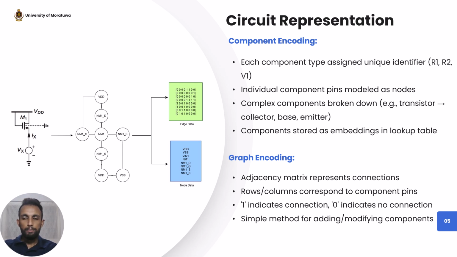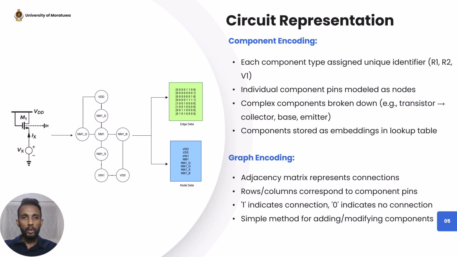Let's look at how we represent circuits in a machine-understandable format for this task. There are two main parts to this: component encoding and graph encoding. Starting with component encoding, each type of component like resistor, transistor, or voltage source is assigned a unique identifier. Individual component pins are modeled as separate nodes. For complex components like transistors, we break them down further, representing their terminals, collector, base, and emitter. These components are then stored as an embedding in a lookup table.